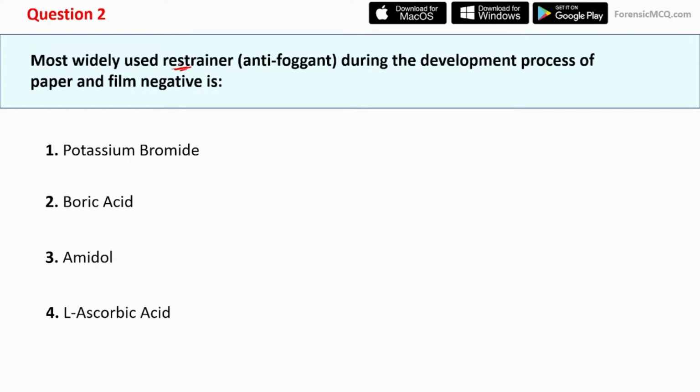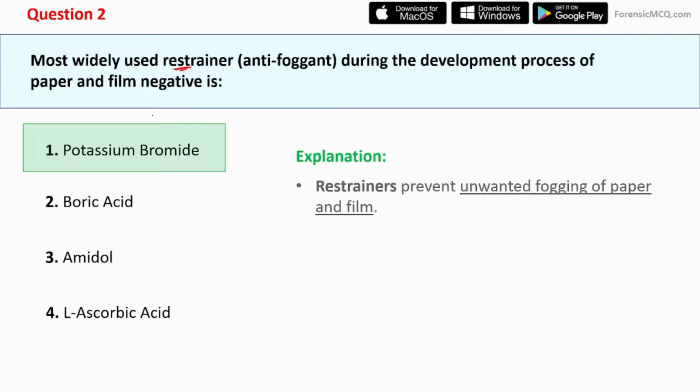Restrainers are chemicals that prevent unwanted fogging of paper and film during the development process. The main goal of using a restrainer is that it slows down the development and prevents the excessive darkening of negatives and paper. So the most common restrainer is potassium bromide. So let's move to the explanation part.